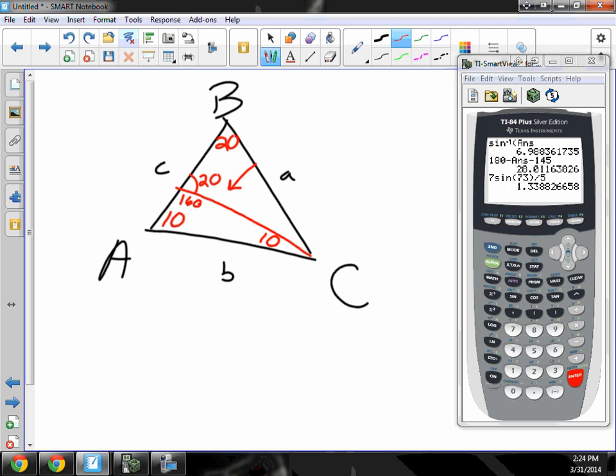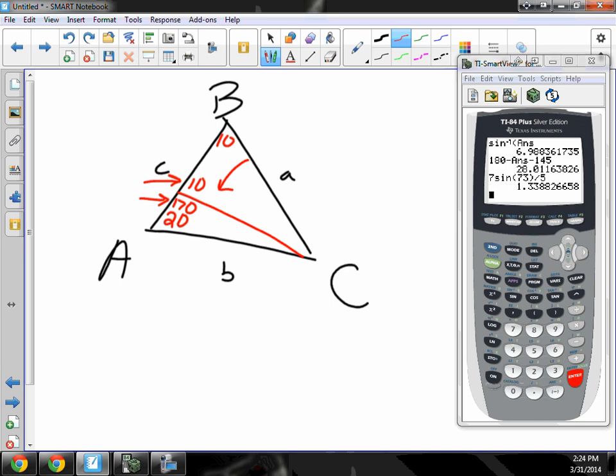Okay? But what if it's not bigger? What if this is 20 and this is 10, and I try to pivot? What do you notice? If this angle is 10, what is that angle? 170. What's wrong with that? That's not a triangle, because I have a 170-degree angle and a 20-degree angle.